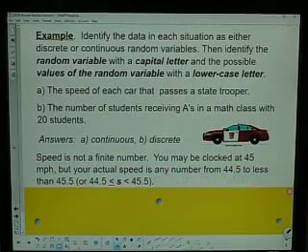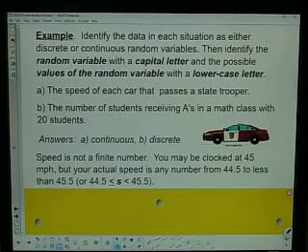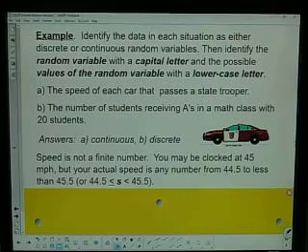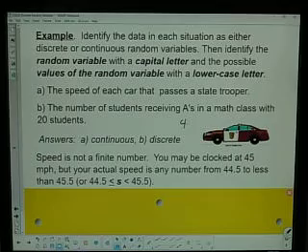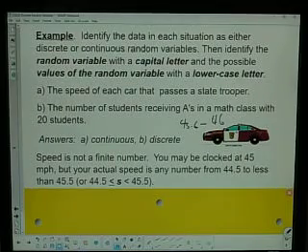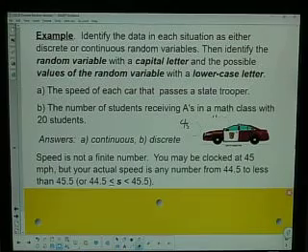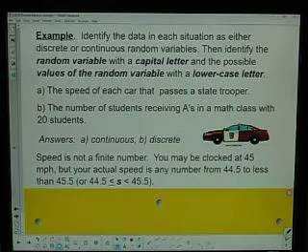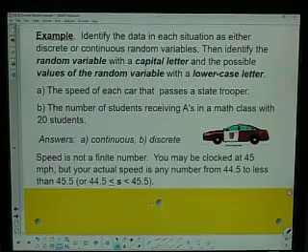All right, and here's a little more explanation. Speed is not a finite number. You may be clocked at 45 miles per hour, but your actual speed is any amount from 44.5 to less than 45.5. Because if you were speeding at 45.6, the radar gun would mark you up to 46 miles per hour. So anything between 44.5 and 45.5 is a speed of 45 miles per hour with the rounding idea. So look what I have here, lowercase s for your speed.